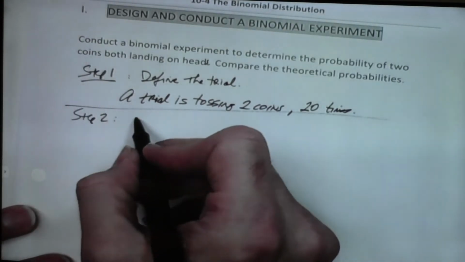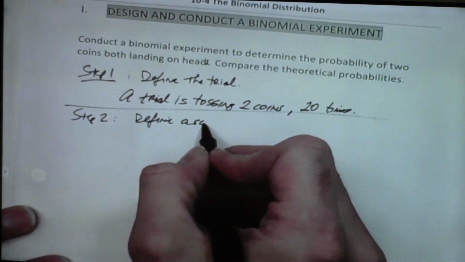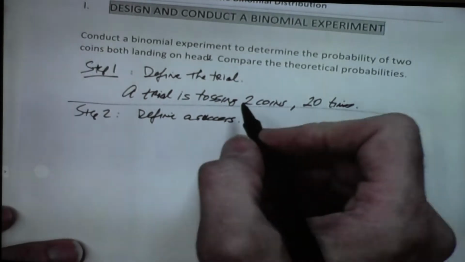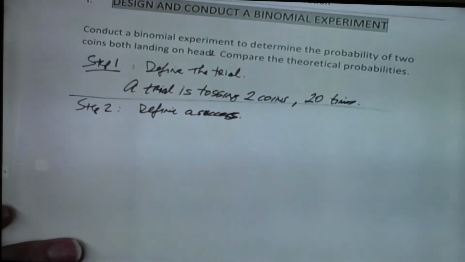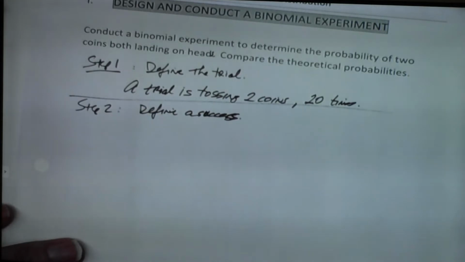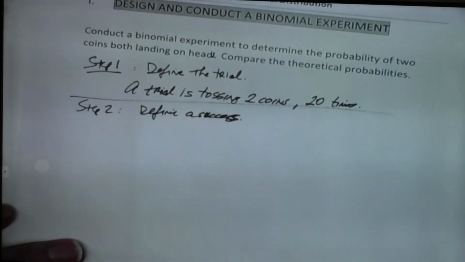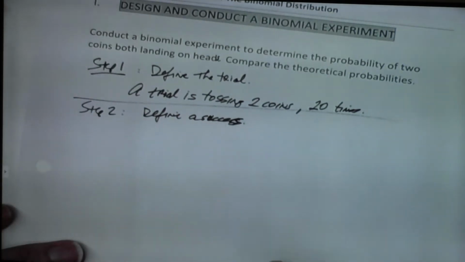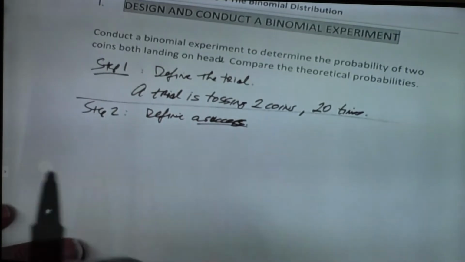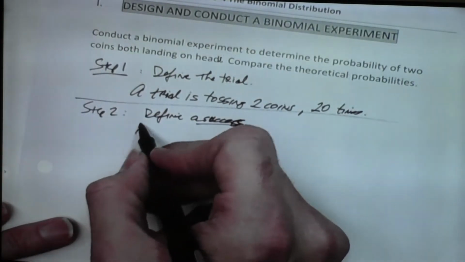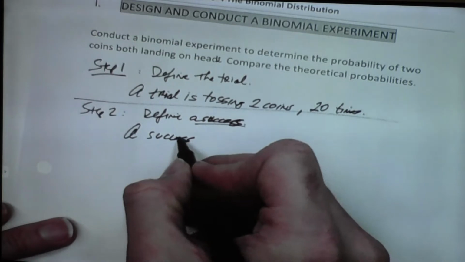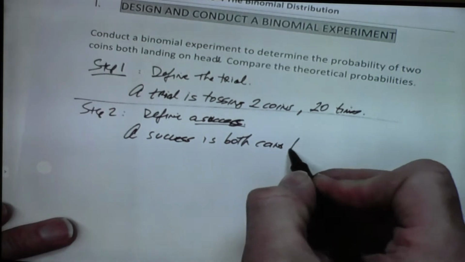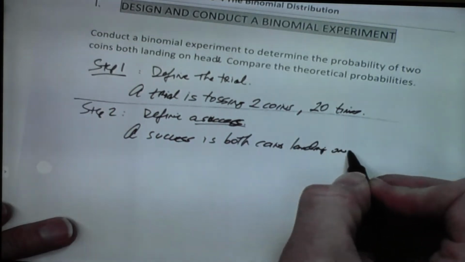Step two is to define a success. So a success is what it is you want to get. Because when you do these 20 trials, sometimes you're going to get what you want, sometimes you're going to get something you don't want. What you don't want are the failures. But the things you want, those are your successes. So we need to define exactly what that is. A success is both coins landing on heads.